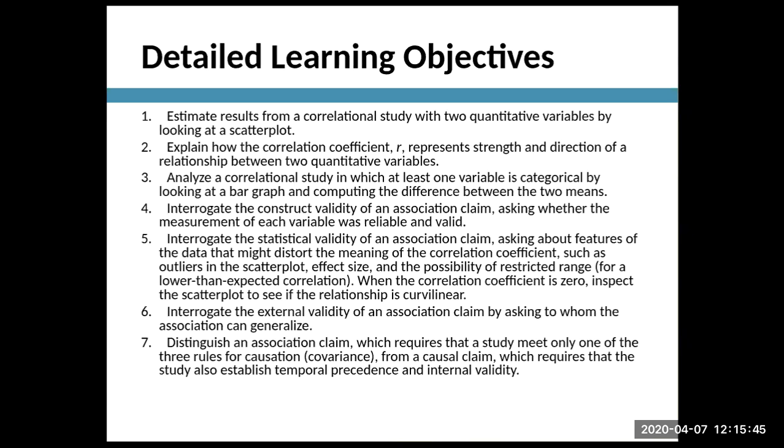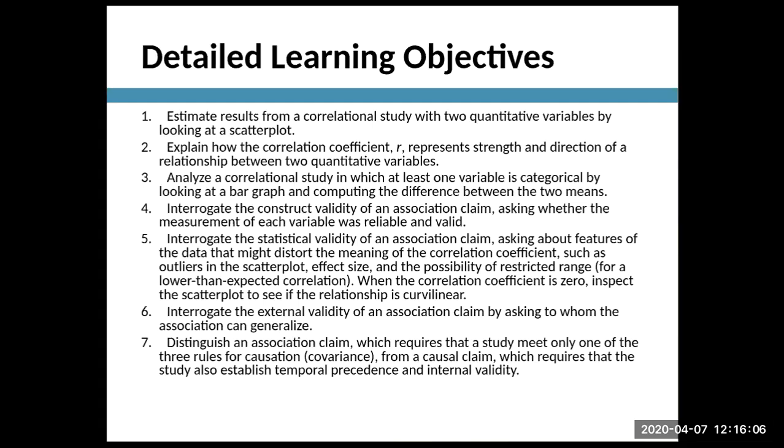4, we're going to interrogate construct validity of an association claim. So looking at the variables measured and defined the way that we want them to be. So we're asking, is the measure of each variable reliable and valid? So we're taking that idea of reliability and validity from chapter 5 and applying it to an association claim.